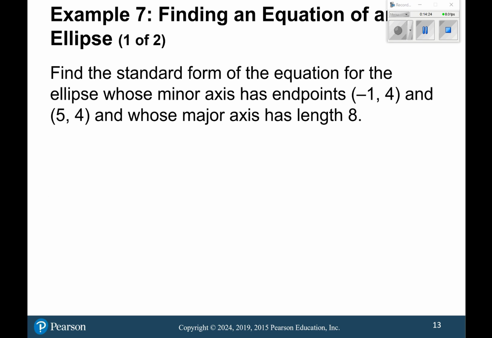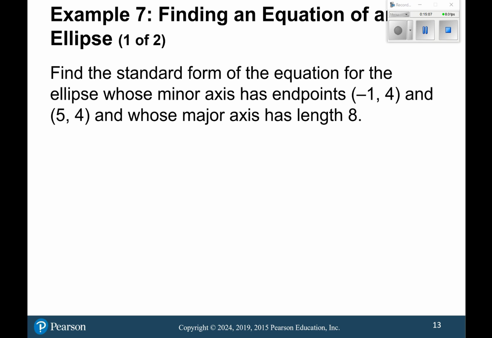All right, let's look at this description here. Find the standard form for the equation of an ellipse where the minor axis has endpoints of (-1, 4) and (5, 4), where the major axis has a length of 8. So again, if you could at least mentally sketch that out. If we're looking at the minor axis, going from (-1, 4), that's on the ellipse, and (5, 4), that's a distance of 6 spaces total.